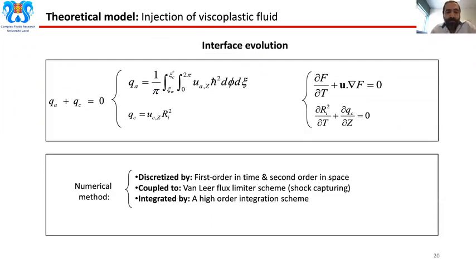We can also solve for the interface evolution, in addition to the threshold that we just obtained for the yielding condition. So we have the zero net flux condition, and we have an equation for the kinematic condition, which we converted to an equation for the flux. We discretize the equation, first order in time, second order in space. We use a traditional flux limiter, and then we integrate the equation using a higher order integration scheme.